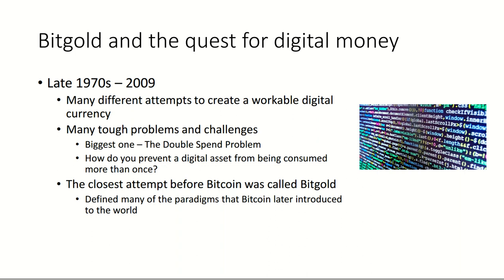And there were many attempts at making this work over this time period. And the one that got the closest to actually being functional was an attempt in the mid to late 90s called BitGold. And BitGold actually defined and introduced a lot of the paradigms that would later go on to be Bitcoin. BitGold wasn't fully successful, but it really did set the stage and the foundation for Bitcoin.